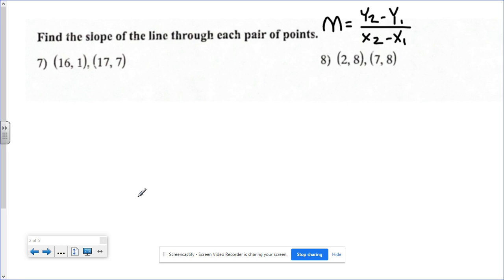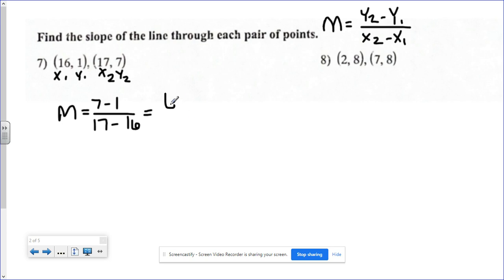y2 minus y1 over x2 minus x1. You need to start by labeling your points. Every point has an x and a y. So start by writing, okay, this one is x and this one is y. In your first point, you're going to put 1s. Your second point, you're going to put 2s. So now I just plug these numbers in. 7 is my y2. Always do a minus sign because that's what the equation says to subtract them. And then y1 is 1. x2 is 17. You always do a minus sign. And x1 is 16.